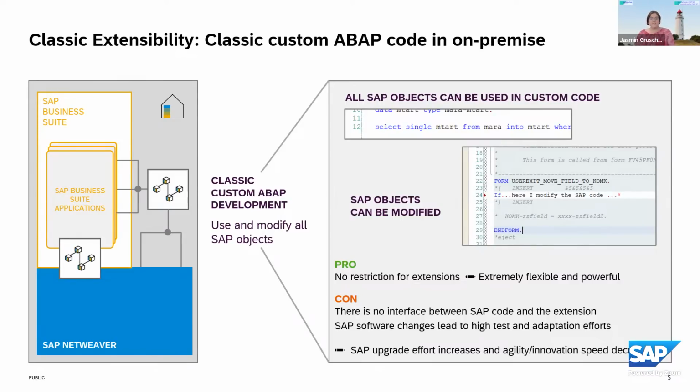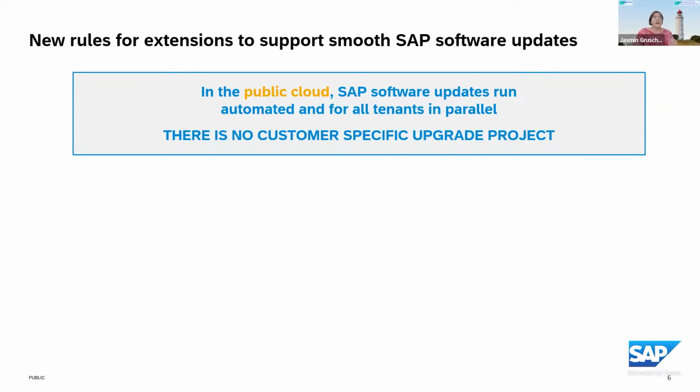But on the other side, since there is no separation between SAP code and your own custom implementations, you never know how an upgrade might damage your own implementations. That's why software changes on the SAP side lead to high test and adaptation efforts after an upgrade. This also decreases your speed for consuming the innovations we deliver. And that's why there was a need for change.